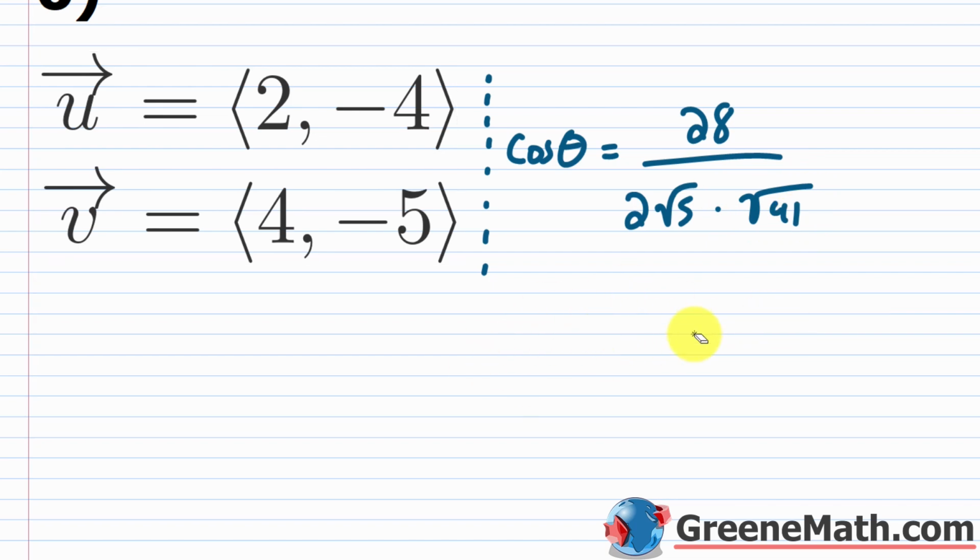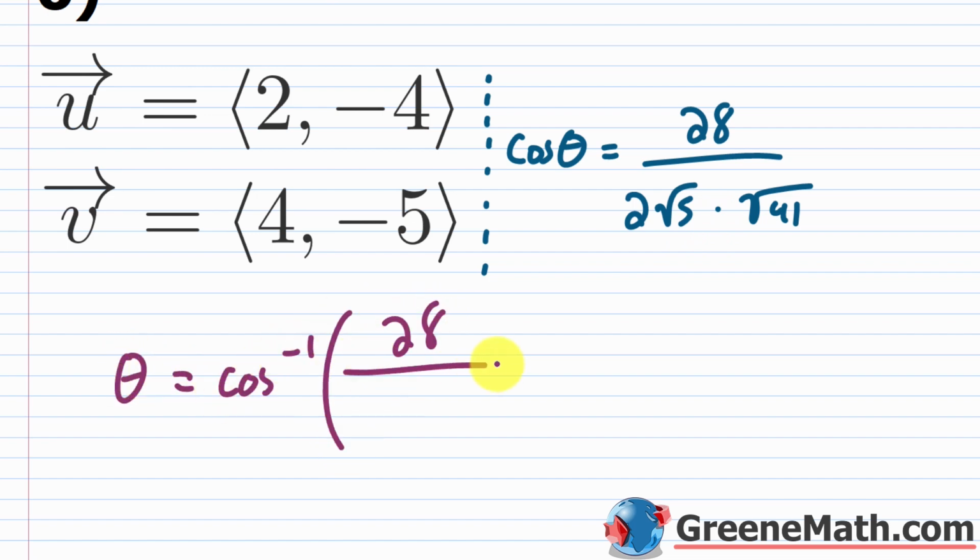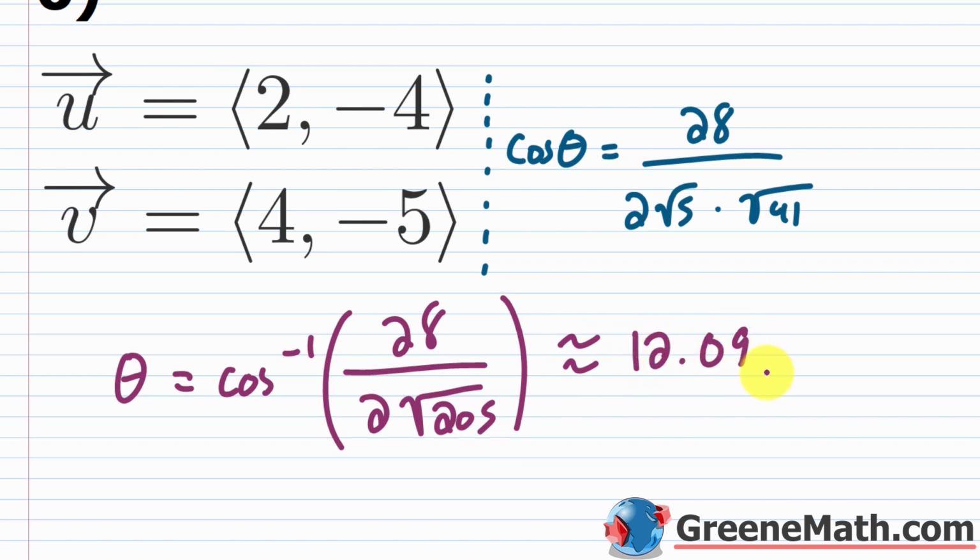Okay, so thinking about this, you could just key this into your calculator and say that theta is equal to the inverse cosine of 28 over, now you could multiply this together. 5 times 41 is 205, so you could say this is 2 times the square root of 205. It's not necessary, but it might make it a little bit easier to punch it into your calculator. Again, that's really personal preference. So this is approximately what? Let's just key it in. And I get about 12.09, let's say, degrees. I'll just round it to the nearest hundredth.